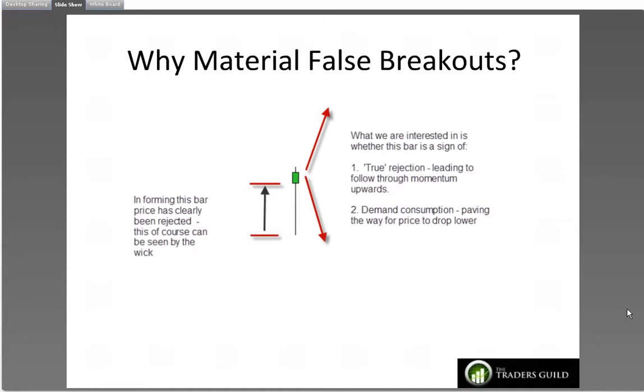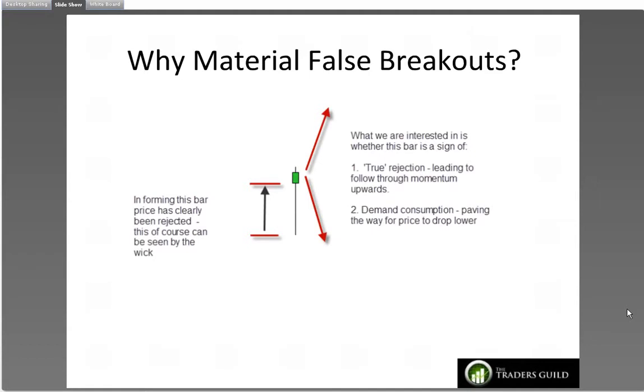But this also could be demand consumption. And by that I mean, in reacting from the demand down here, it's also consumed some of the demand down here. So it cleared some of the demand down there. So if this is a strong trend down, this could be just a pause in that trend, clearing the demand in the way, so the selling pressure can take over and be easily pushed down.